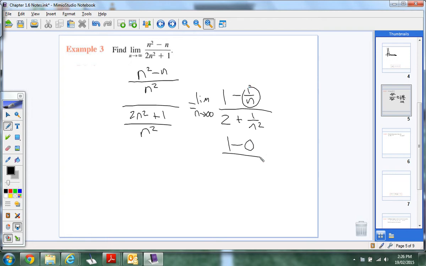What about this one then? It's still 0. That's the definition we just did: variable on the bottom, constant on top. The bottom's growing, the top's not. That's also 0. So then what's my limit? Yeah, it's 1/2. So your answer is 1/2.